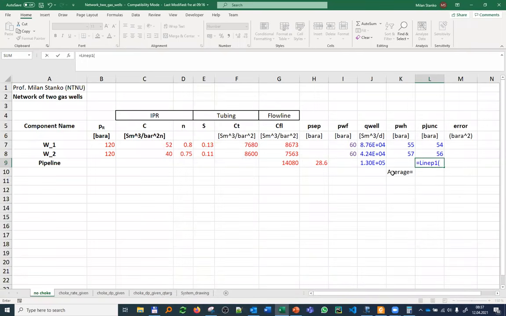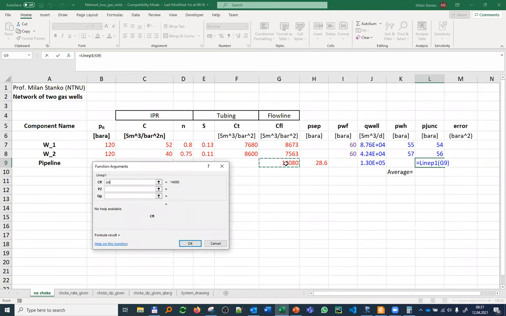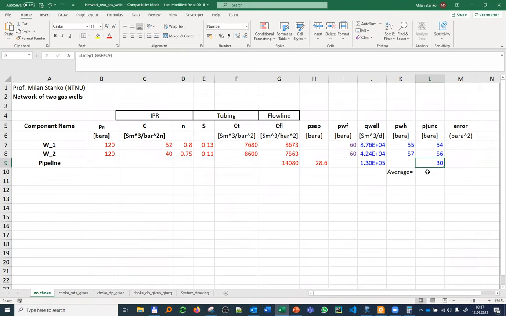Line P1, and this is using DC, and the pressure that it has is the separator pressure, and the rate is the sum of both rates. Can you see again? Very little.